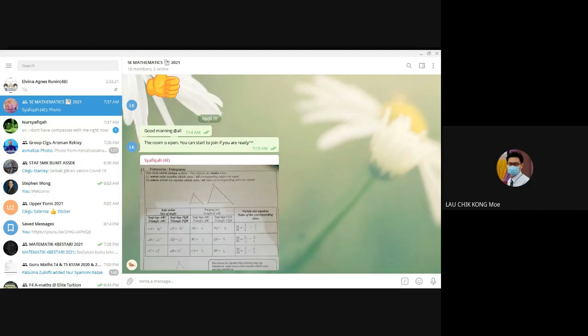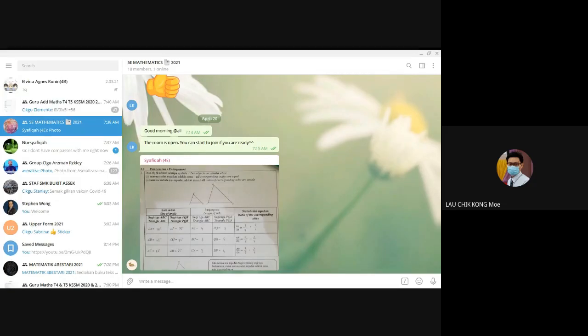And then angle B equals angle Q, 45 degrees. BC 3 centimeters, QR 6 centimeters, ratio equals 2. Angle C equals angle R, 65 degrees, and then CA 3 centimeters, RP 6 centimeters, and then we get the ratio 2. Okay, so this is the answer from Shafika. Yeah, correct. Very good. Well done.